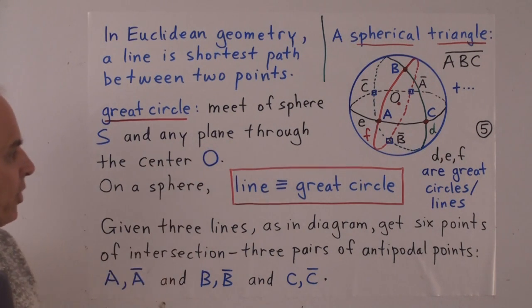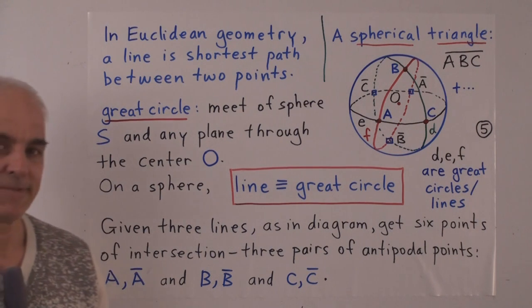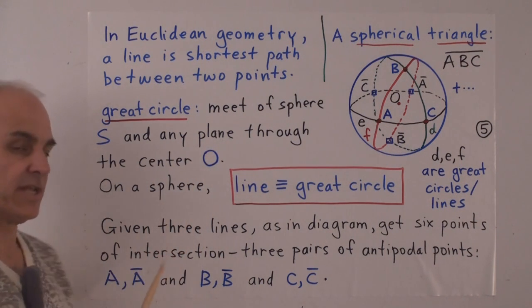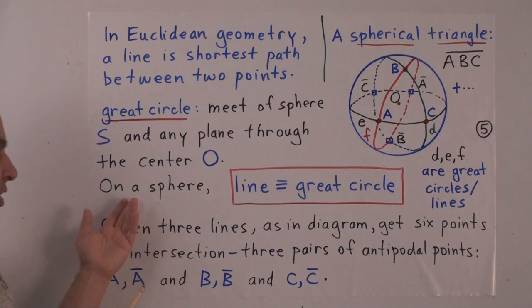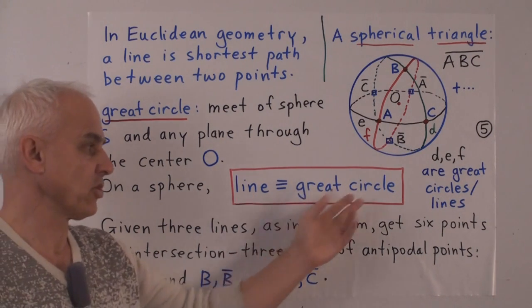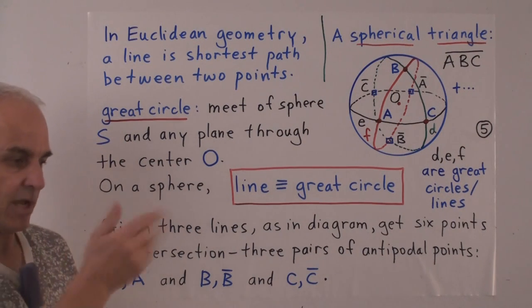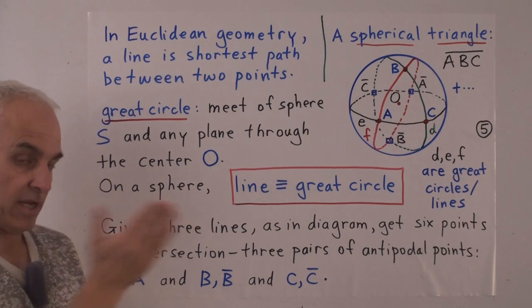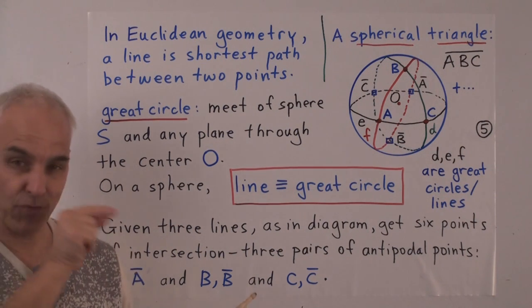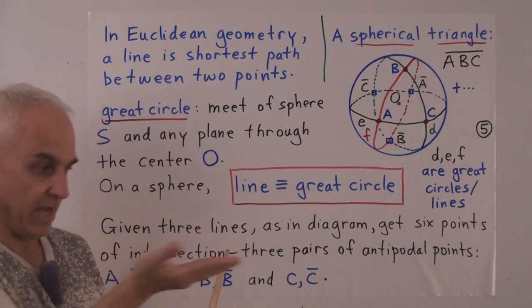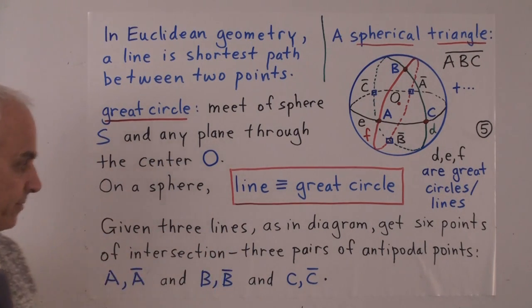In the circle, we're going to introduce this definition that a great circle, first of all, is the meet of the sphere S and any plane passing through the center O. And so we're going to define a line in spherical geometry to be a great circle. So it's actually a circle all the way around the sphere, like the equator, that's obtained by intersecting the sphere with a plane through the center. And it can be oriented in any direction you want. The plane can be in any direction as long as it passes through the center.